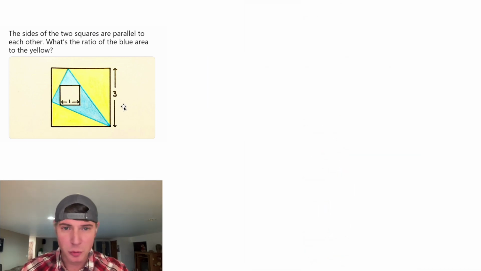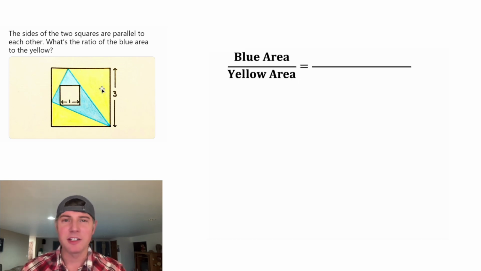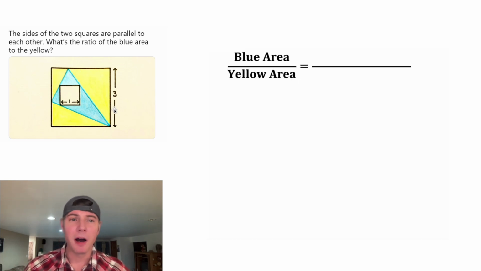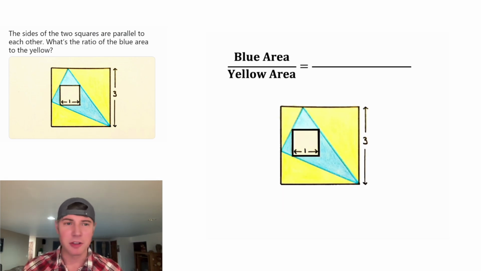We're given two squares with sides parallel to each other, and it wants to know what's the ratio of the blue area to the yellow area. If you want to try it on your own, pause it right now, because I'm going to solve it in 3, 2, 1. Let's copy this down here, and I want to break apart the blue stuff.